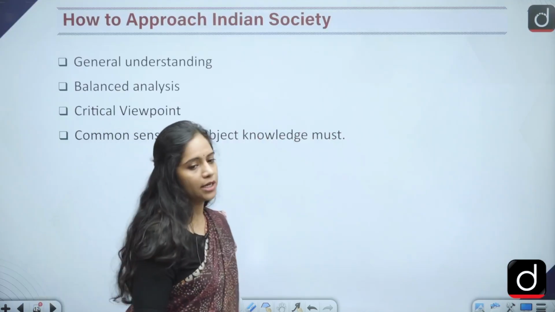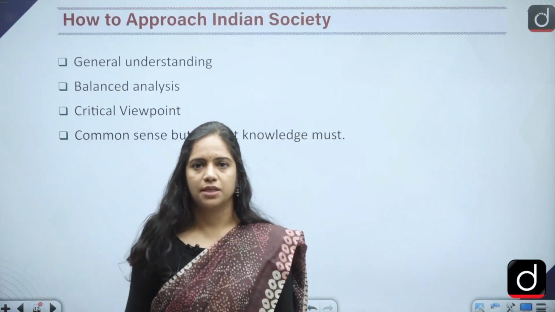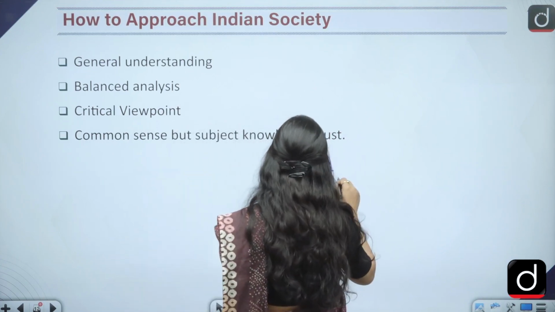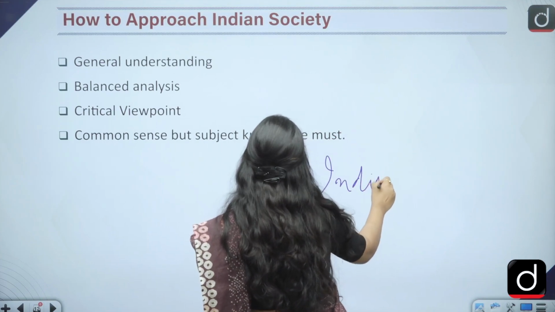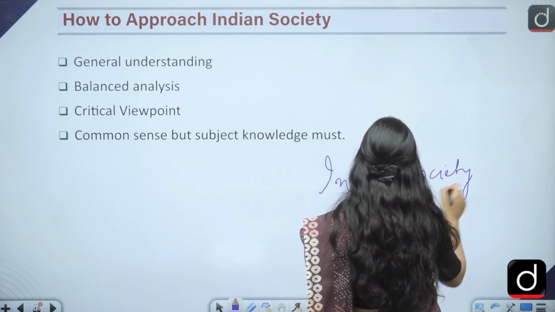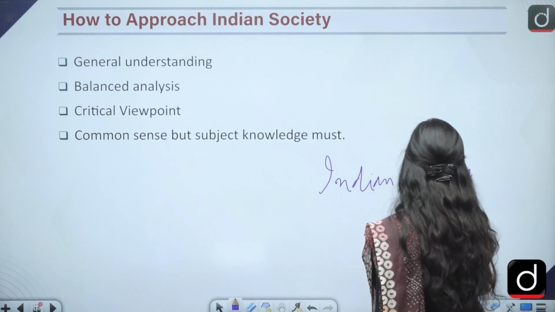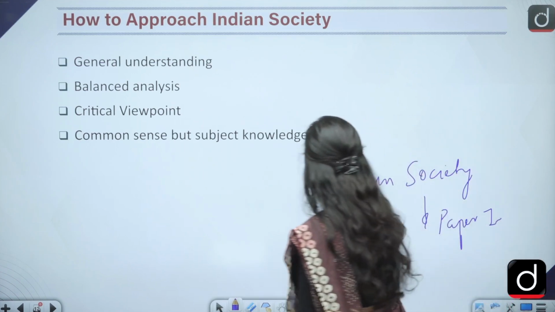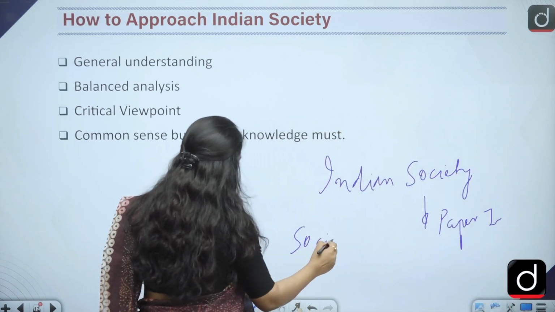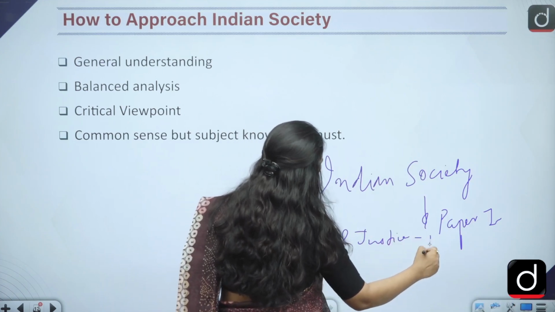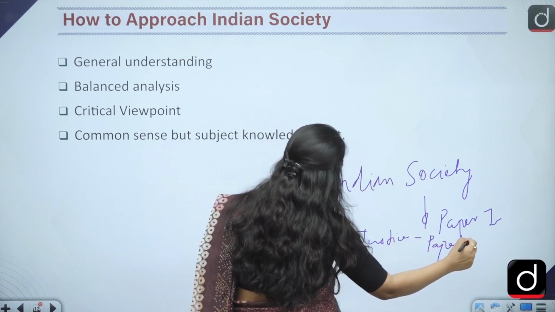So first, where do you find these two topics in your mains syllabus? If you have gone through the UPSC syllabus, then Indian society is part of GS paper 1, not the exam's paper 1. And social justice is part of GS paper 2.